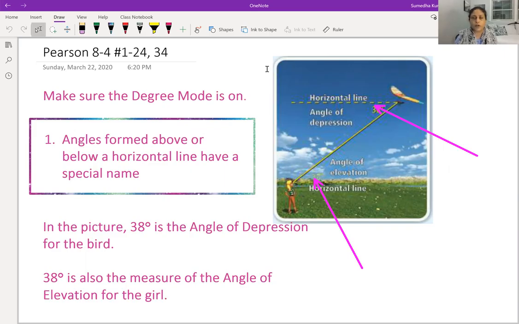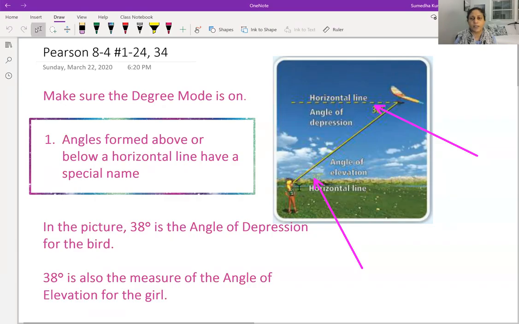So for all of these problems, you need to think of the horizontal line of sight, which is straight ahead. So angles formed above will be the angle of elevation, and angles formed below will be the angle of depression. So angles formed above or below a horizontal line have a special name.